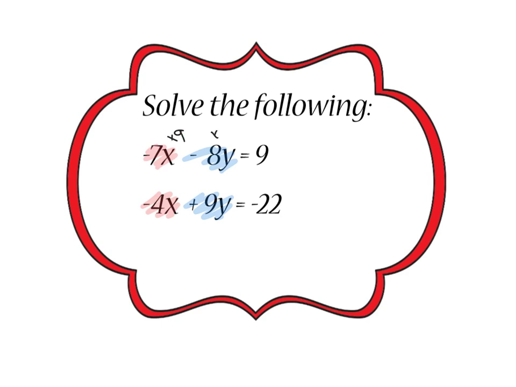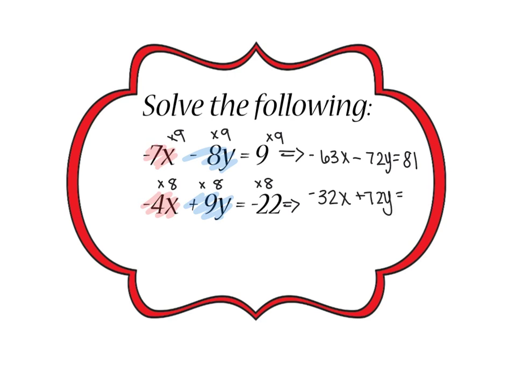So if I multiply the top equation all by 9 and the bottom equation all by 8, and then you kind of look at what happens, I would get negative 63x minus 72y equals 81. The bottom equation, I would get negative 32x plus 72y equals negative 176.